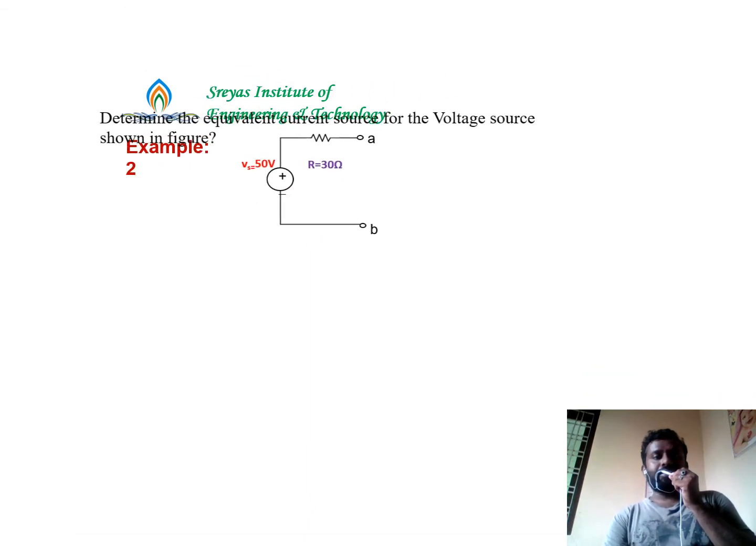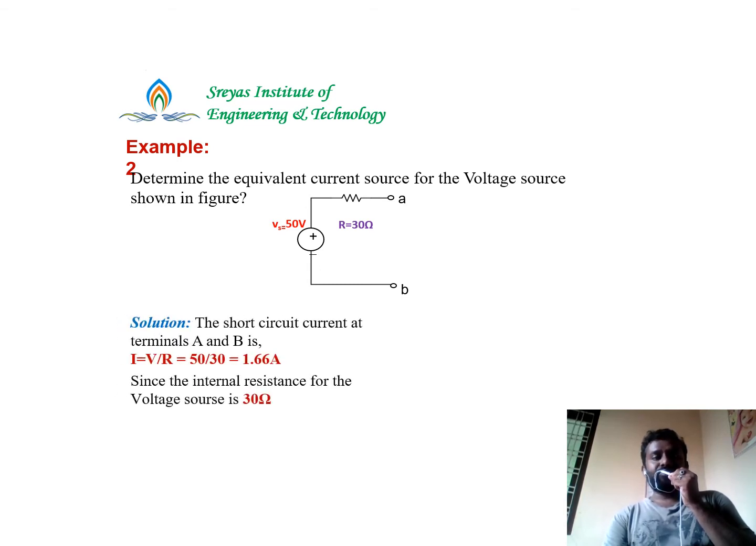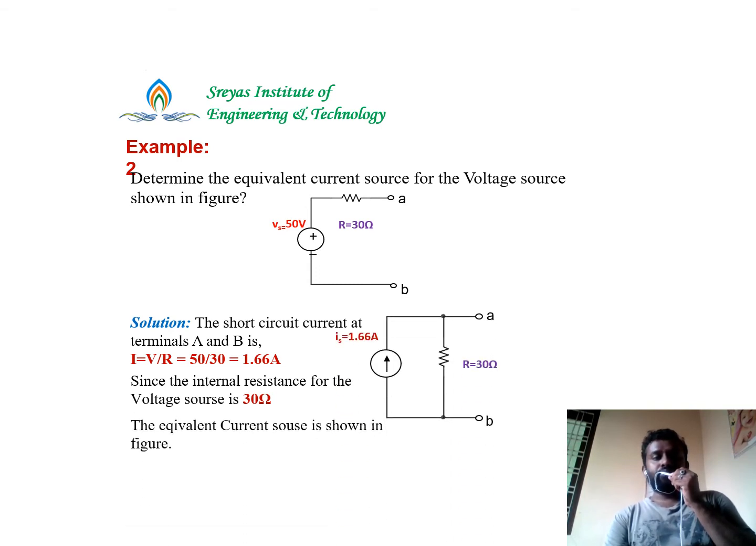Now let's take another example, a voltage source in series with a resistance, and the value of voltage source is 50 volts and the resistance value is 30 ohms. The question is, determine the equivalent current source for the voltage source shown in the figure. So I is equal to V by R by Ohm's law. So 50 by 30 will give you 1.66 amperes. That is the value of the current source, and the resistance value does not change, it is 30 ohms. So the equivalent will be a current source of 1.66 amperes in parallel with the resistance.